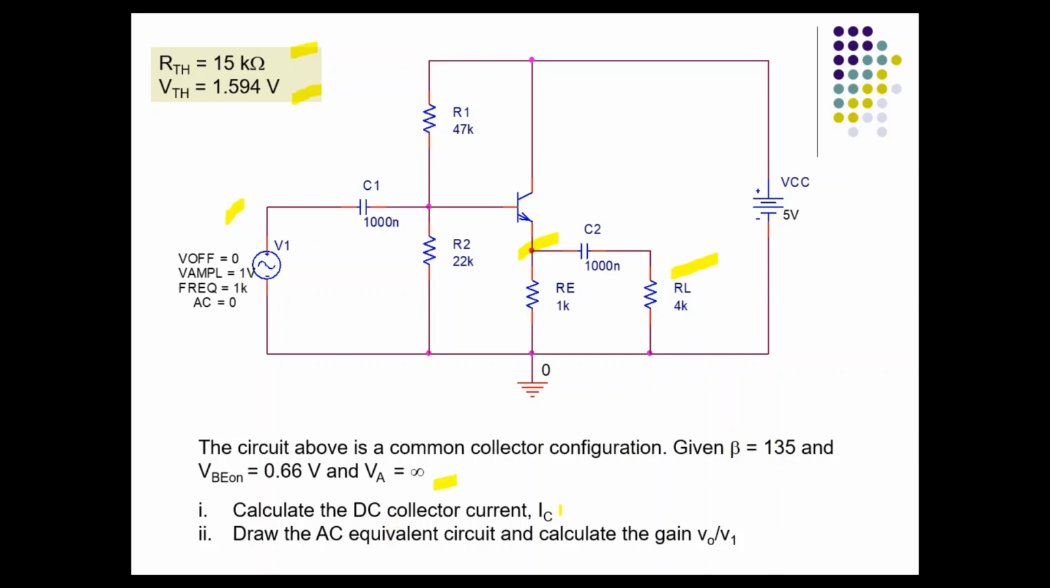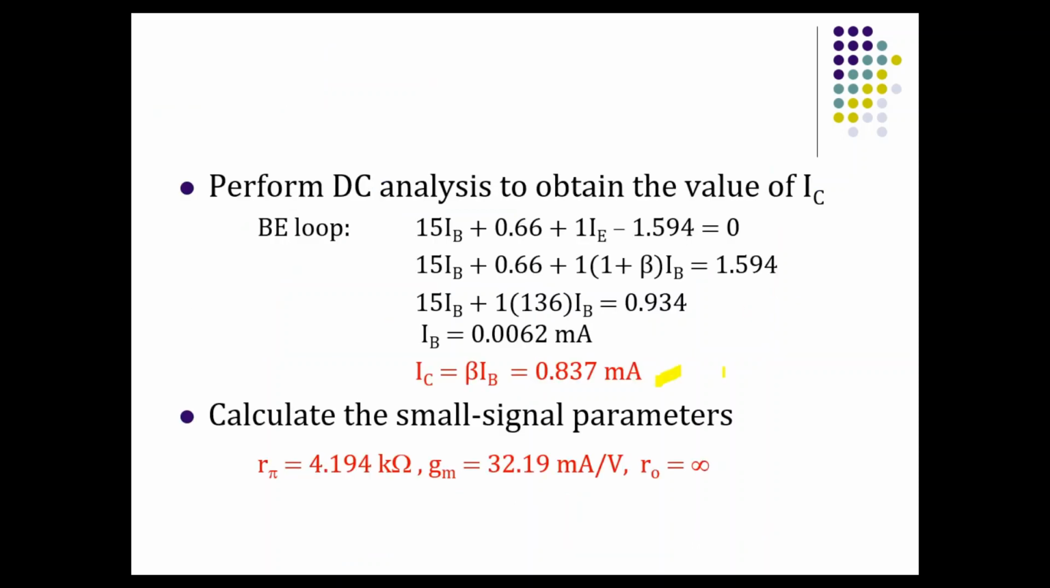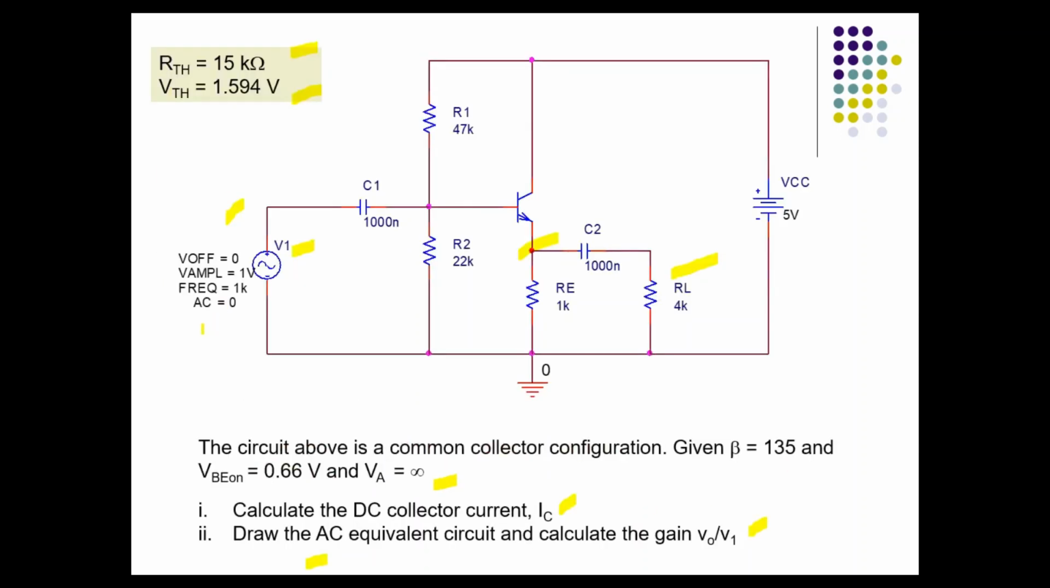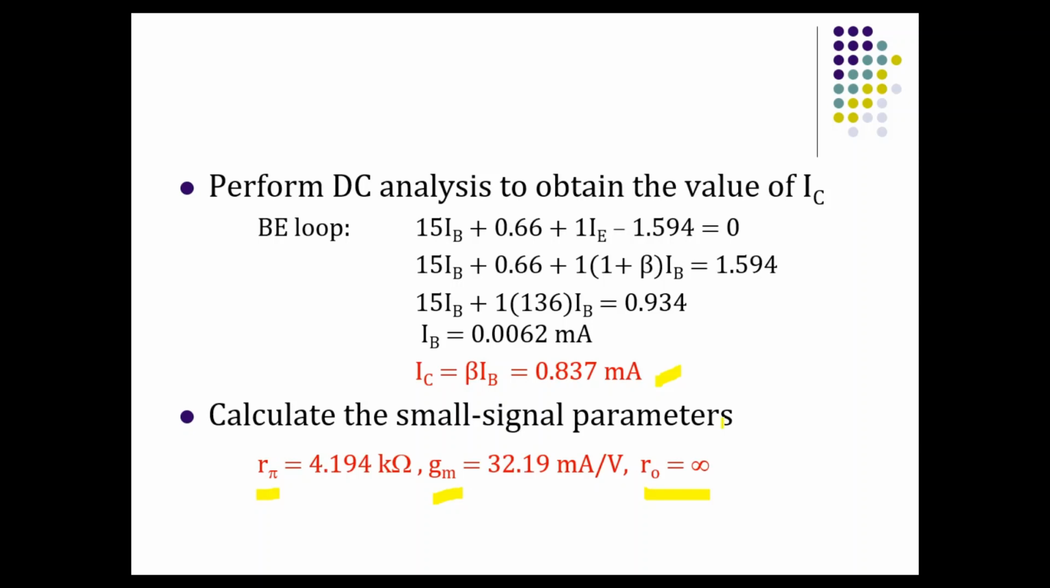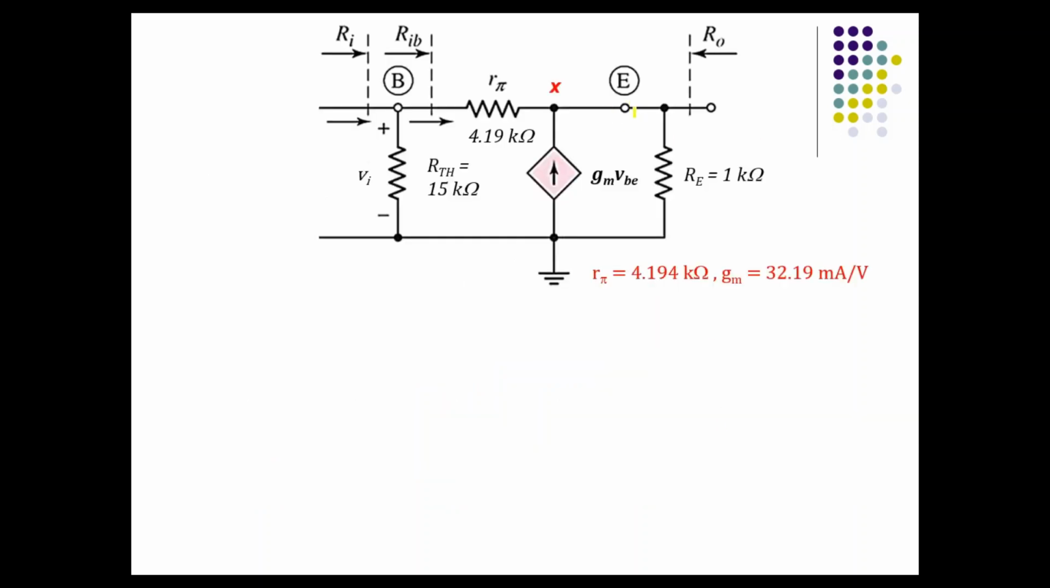You are asked to calculate the DC collector current, draw the AC equivalent circuit, and calculate the gain Vout over V1, the input signal. Just do the DC analysis first and you will get the collector current. Then calculate R pi, GM, and the small R naught is infinity because VA is infinity. So when you draw the AC equivalent, you can remove the R naught. You can see I don't have any R naught over here, just the emitter resistor RE, R pi and the current source.